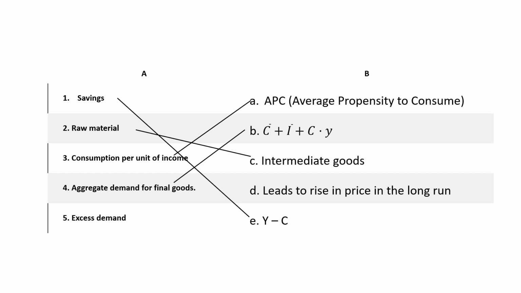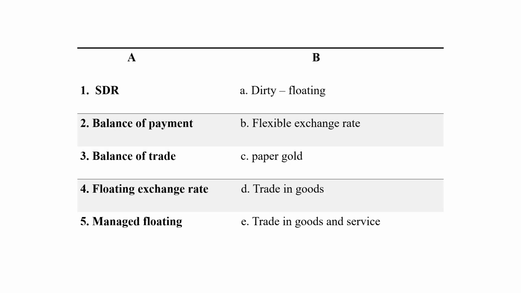Excess demand, when demand is more, we know it leads to rise in the price in the long run. SDR, special drawing rights, we call it as paper gold. Balance of payment, it deals with trade in goods and services. Balance of trade deals with goods alone. Floating exchange rate, it is also known as flexible exchange rate. Managed floating is known as dirty floating exchange rate.